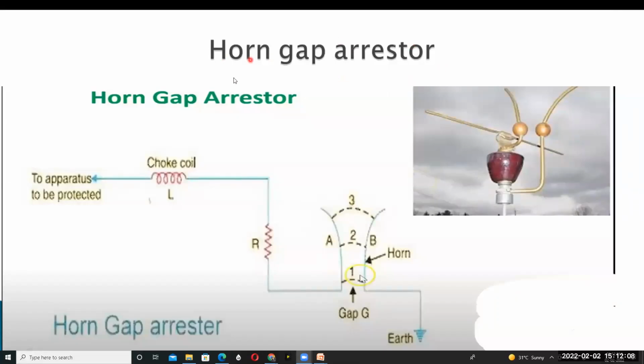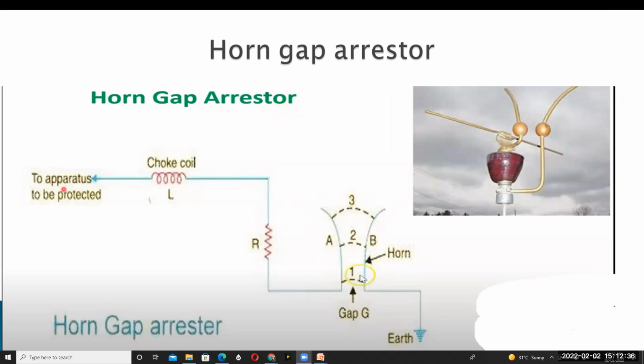HV Gap Arrestor. This is the simple circuit diagram of the HV Gap Arrestor. One side of the HV Gap Arrestor is connected through the choke coil and resistor to the transmission line, that is the conductor to be protected. The other side is connected to the equipment, the electrical apparatus, which we have to protect.